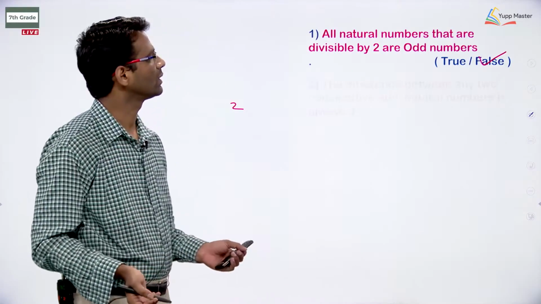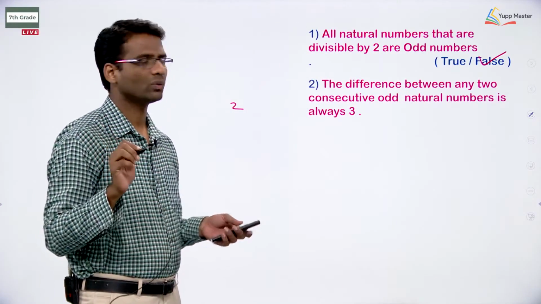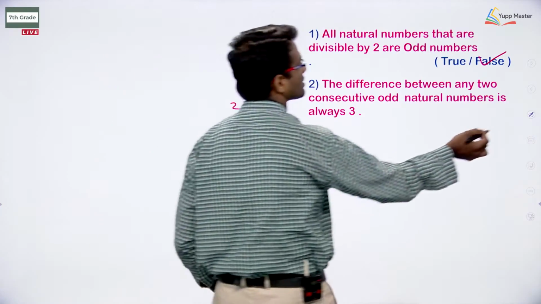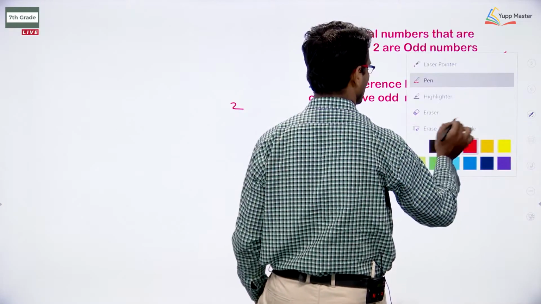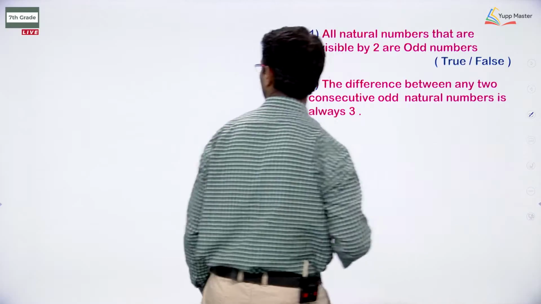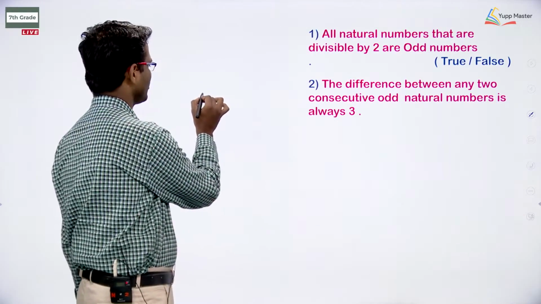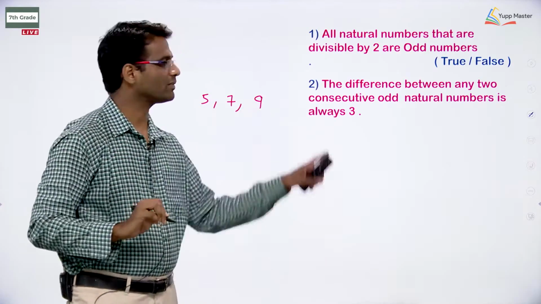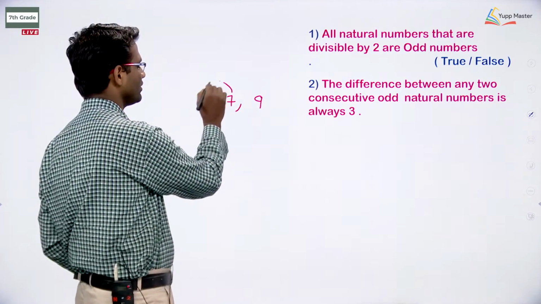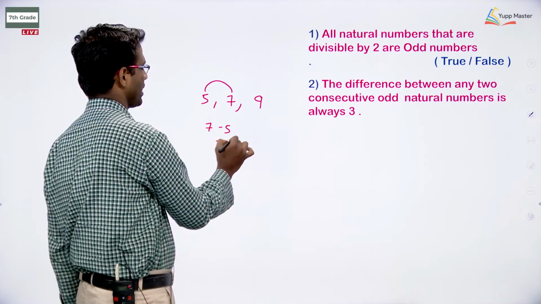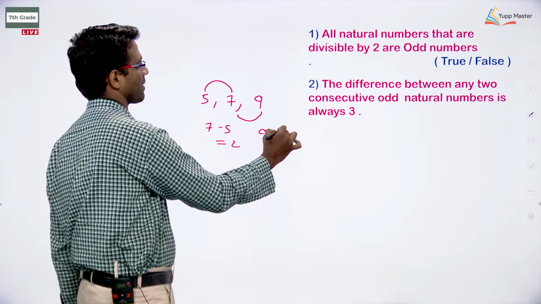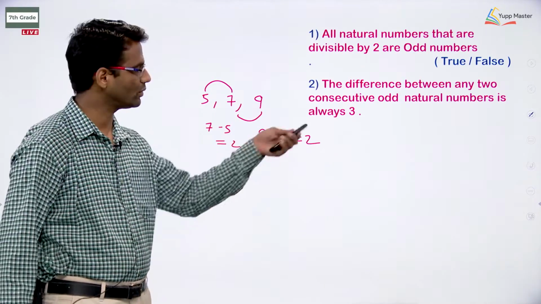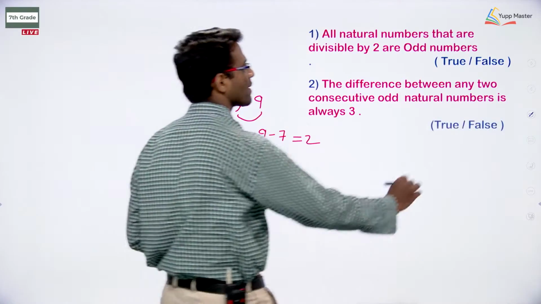The difference between any two consecutive odd natural numbers is always 3, it seems. So we will take some odd numbers here. Now see here, I will take 5, 7, 9. The difference between any two consecutive odd natural numbers: 7 minus 5, what? 2. 9 minus 7, what is the difference? 2. Is it always 3? No, not at all. It is 2. This statement is false.